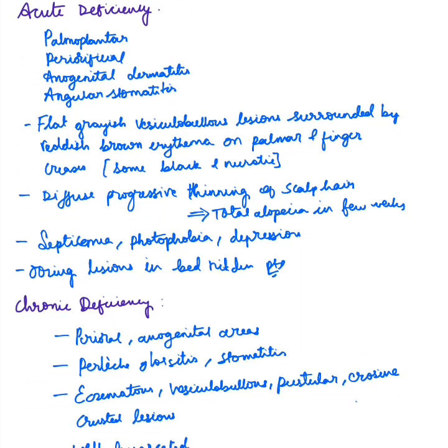Coming to the clinical features, in acute deficiency of zinc, there can be palmoplantar periorificial anogenital dermatitis and angular stomatitis. Flat grayish vesiculobullous lesions that are surrounded by reddish brown erythema can be seen on the palmar and finger creases, and sometimes these lesions can become black and necrotic. There can be diffuse progressive thinning of scalp hair which causes total alopecia in a few weeks, and septicemia, photophobia, and depression are some of the manifestations. Oozing lesions can occur in bedridden patients.